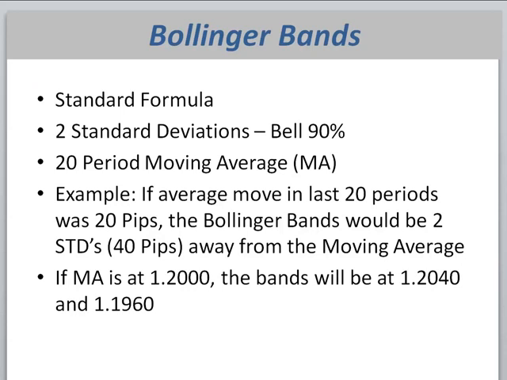Also, when you're plotting your moving average, you'll typically use a 20-period moving average. That's the average. So for example, what does that mean? If the average move in the last 20 periods was 20 pips, meaning that in every period your trading instrument went from its high to its low by only 20 pips, then two standard deviations would be 40 pips away.